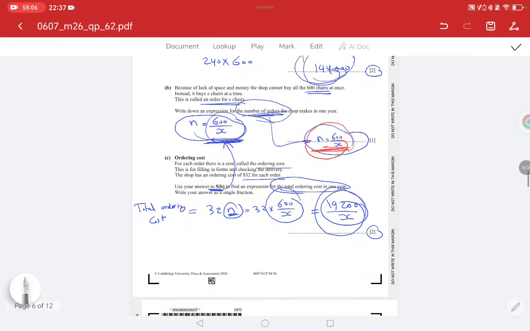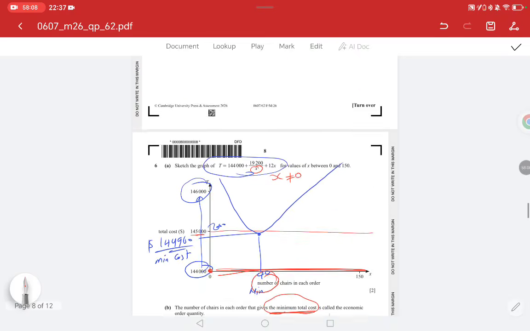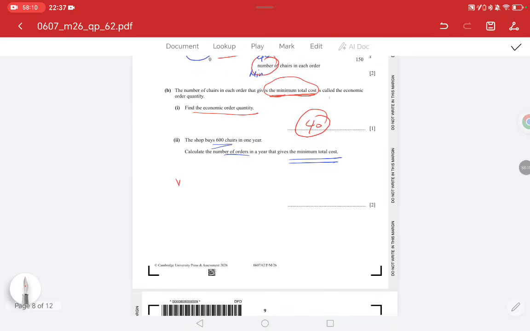So n is 600 over x. Okay, so n equals 600 over x. What's x? We discovered that x is 40, so it will be 15 orders. Again, you must show your work, guys.